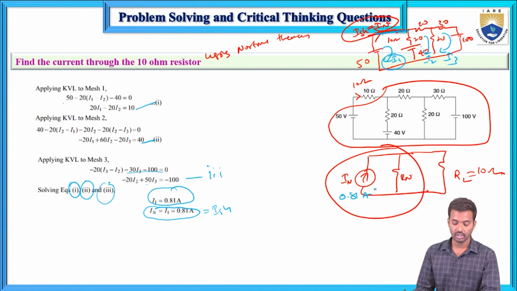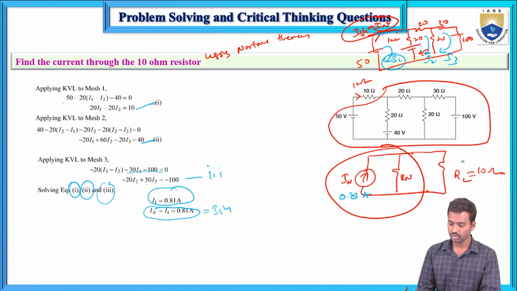Now, what about the RN? RN can be calculated the same way as the Thevenin resistance. Remove the load resistance from the given circuit. Voltage sources are replaced by short circuits and current sources are replaced by open circuits, and calculate the open circuit terminal resistance. That resistance is known as the RN.